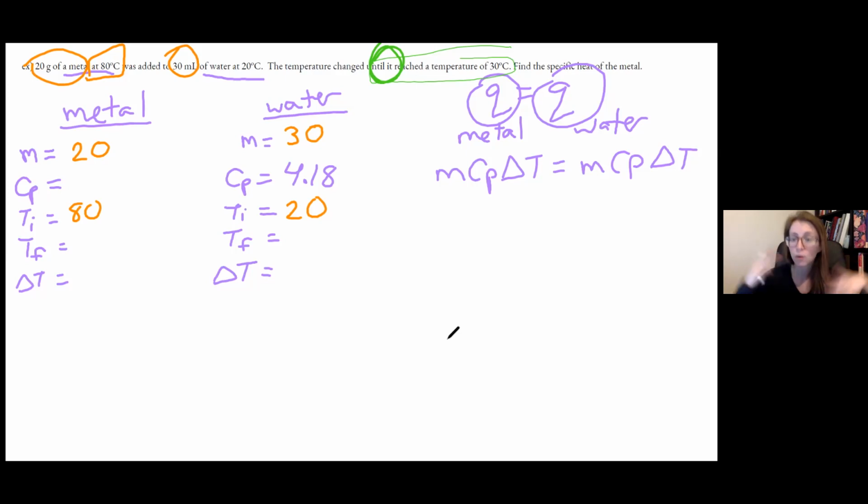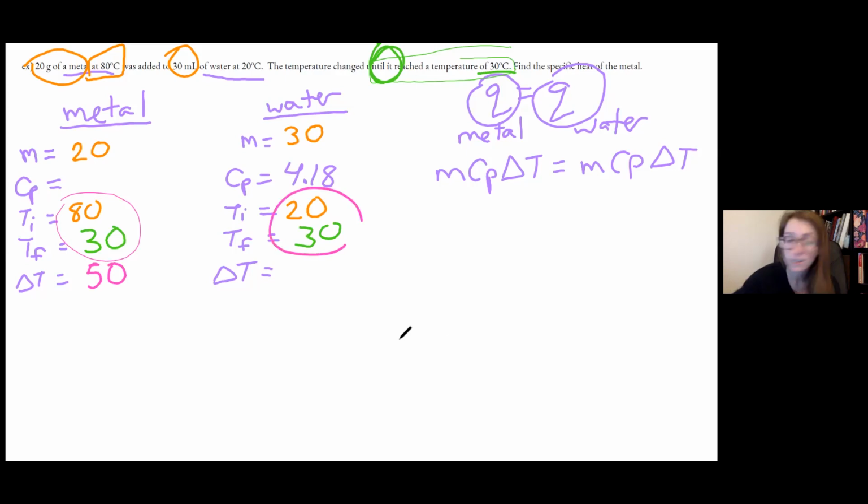Our final temperature will always be the same, or it's not our final temperature. We didn't let all of the heat transfer. So when it says it reached a temperature of 30, that means both of them. And what that allows us to do, by having the initial and final temperatures for each, is find the change for each. Again, just do bigger minus smaller. So 80 minus 30 would get us a change of 50 for the metal. 30 minus 20, bigger minus smaller, would get us a change of 10 for the water.